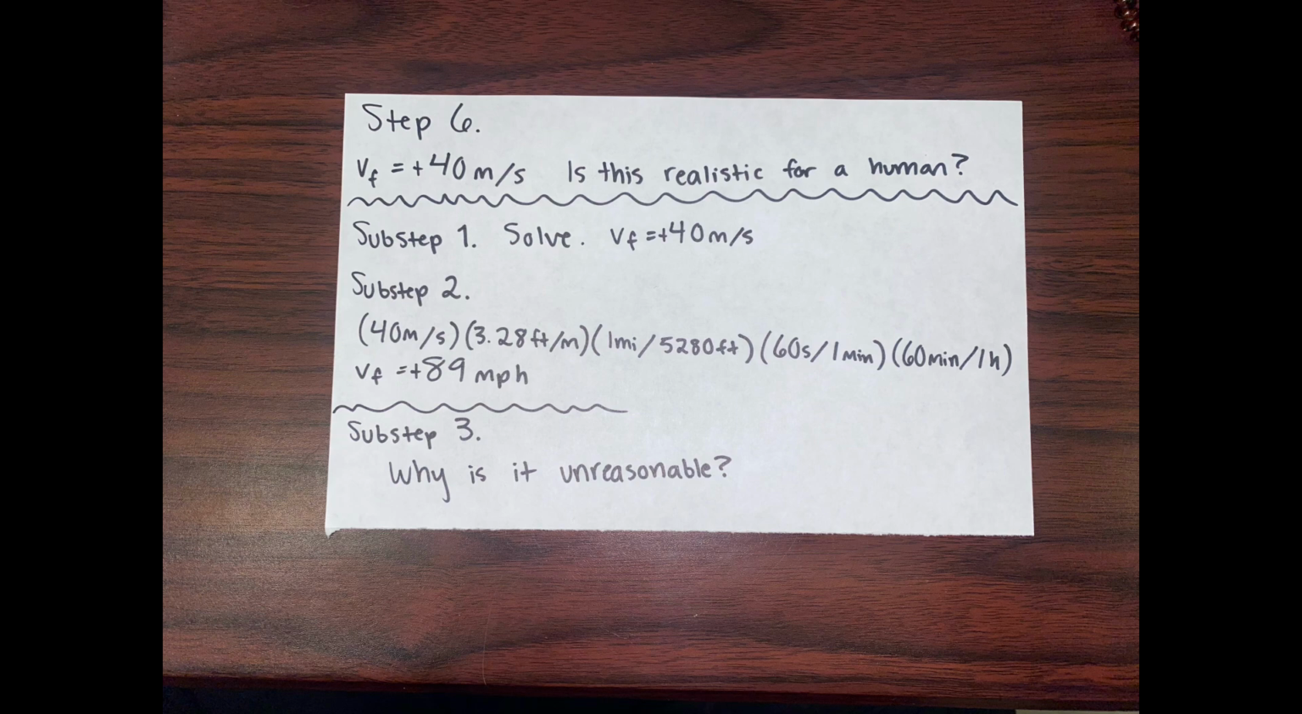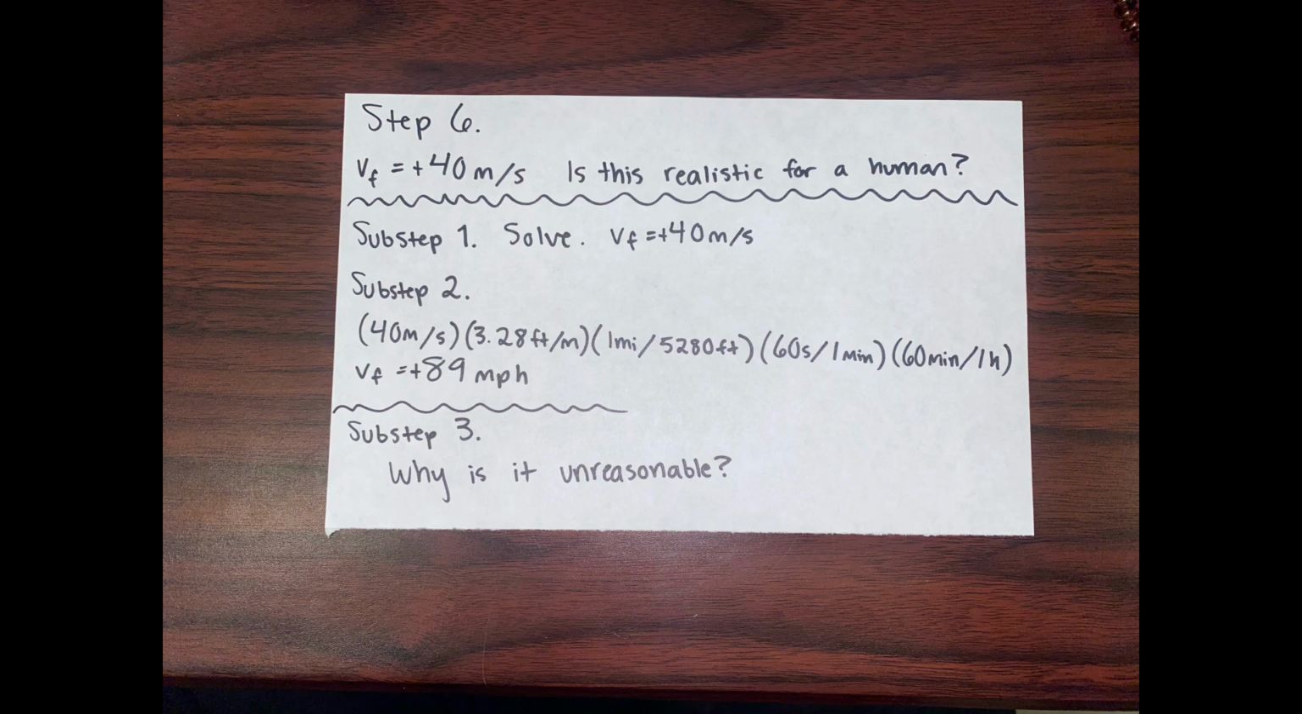It's a bit difficult for us to put 40 meters per second into perspective, so we can convert it into miles per hour and reassess. 40 meters per second, convert those meters into feet per second, convert those feet into miles per second, convert that into miles per minute, and then convert into miles per hour. Now, an 89 mile per hour final velocity run by a human. Is that reasonably possible? Clearly not.